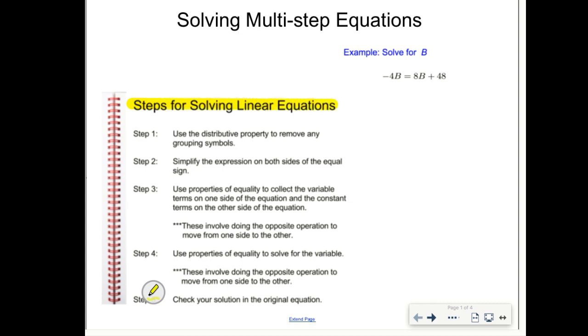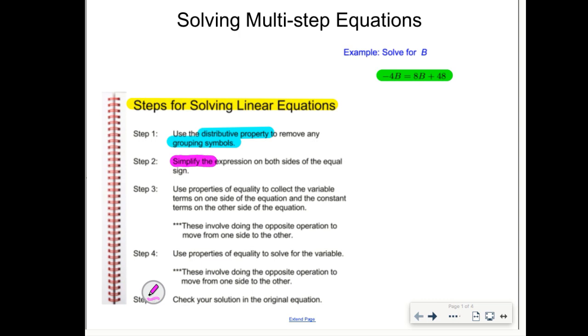So as I did in the first video, I'm going to walk through an example here with you as we go through these steps so that you can see it. The first step says to use the distributive property to remove any grouping symbols. So if we look at our example, there are no grouping symbols, and so we don't have to do this step. The step is done for us.